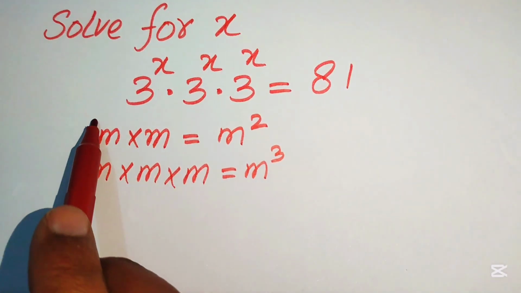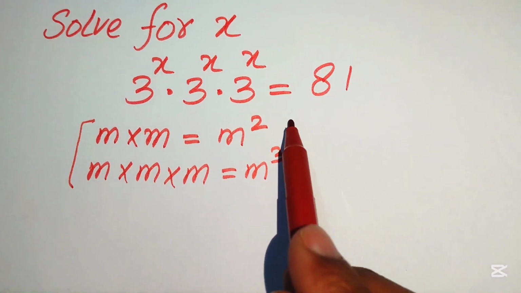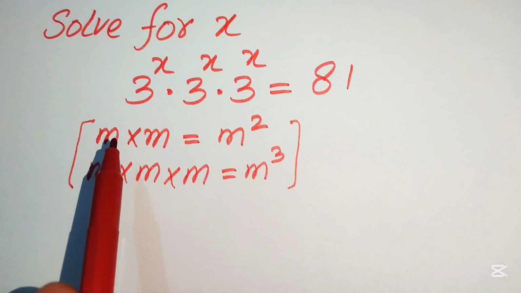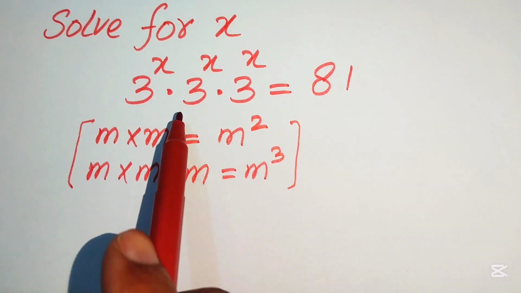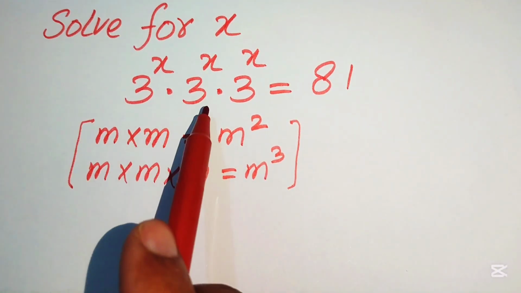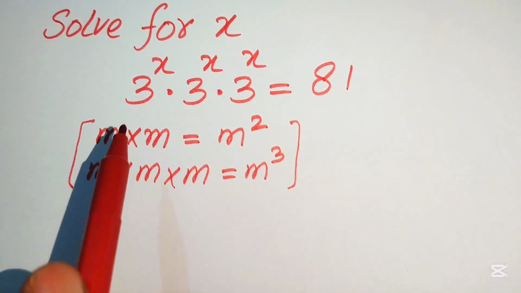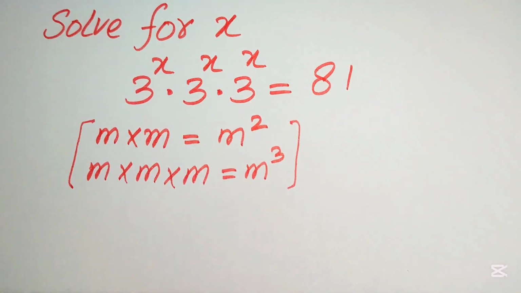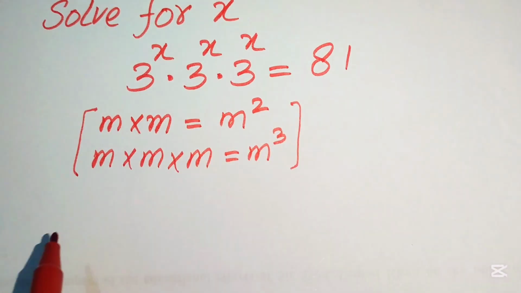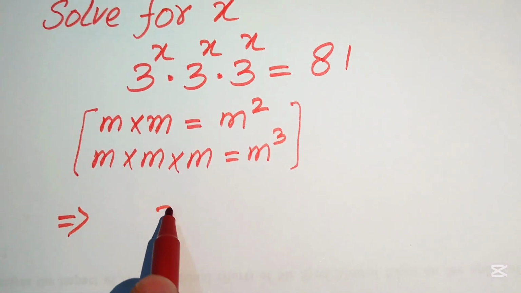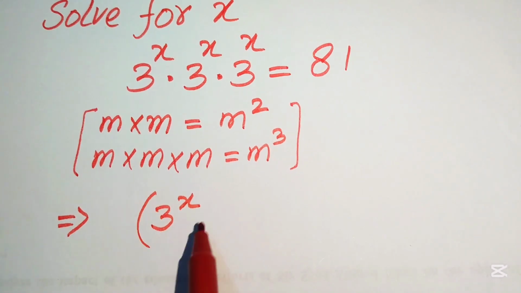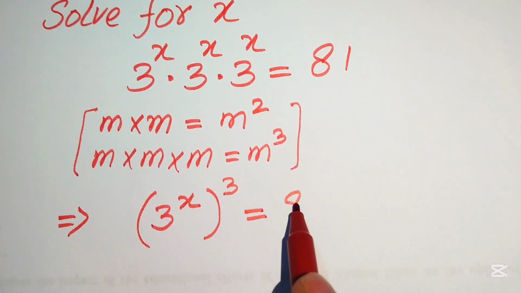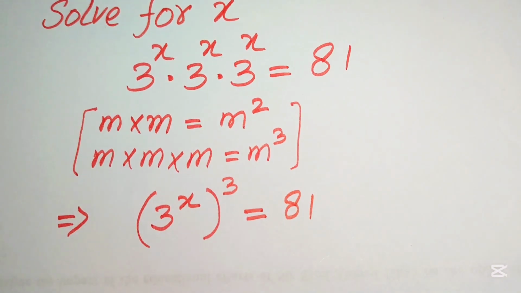So this is our basic law or basic rule which we can apply on the left hand side here. Now you see that we have three same numbers multiplied by each other, so these are 3 times multiplication. So we write these three numbers in power form: 3 to the power of x, and its whole cubed, is equal to 81.